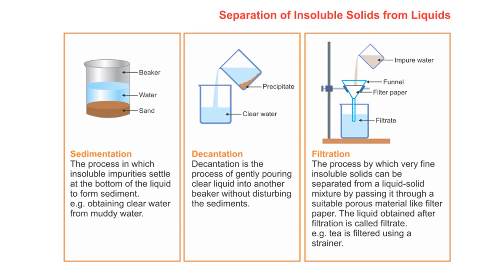Next, decantation. Decantation is the process of gently pouring clear liquid into another beaker without disturbing the sediments. Here you can see that from the muddy water we get sediments at the bottom. The sediment here is the mud. Then at the upper surface the clear water is present. Then that clear water is gently poured into another beaker without disturbing the sediment. This process is known as decantation.